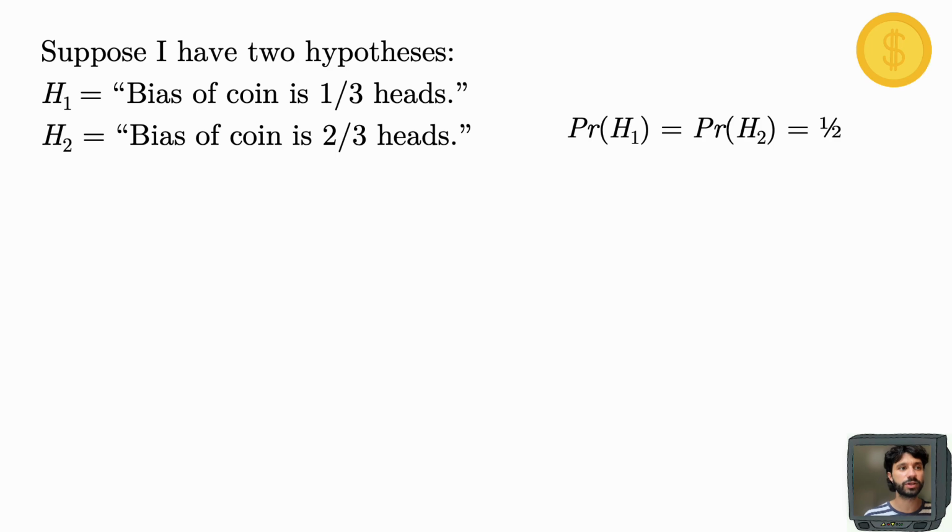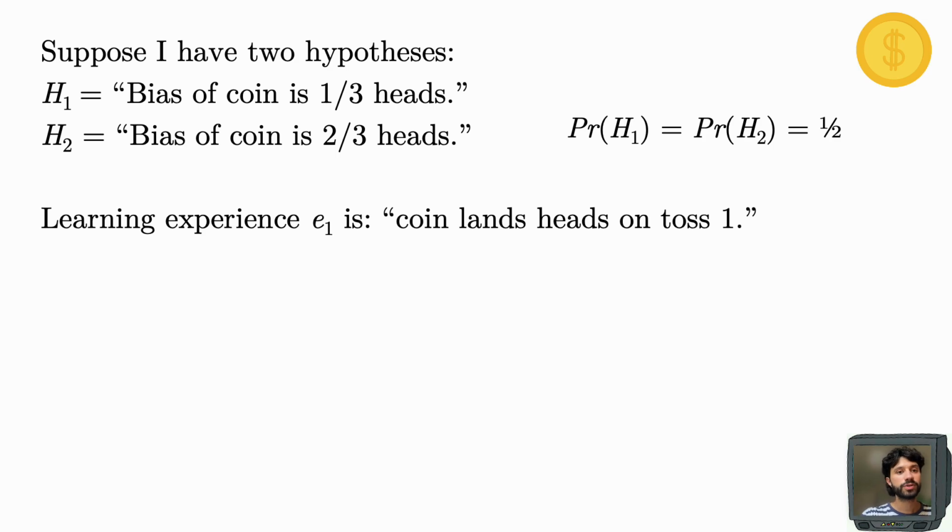So just to make this crystal clear, I believe with 1/2 probability that the bias of the coin is 1/3 heads, and with 1/2 probability that the bias of the coin is 2/3 heads. I'm not considering hypotheses where the bias of the coin is 1/2, or where the bias of the coin is 3/4, etc. Now suppose that the learning experience, which we'll represent as E1, is that the coin lands heads on toss 1.